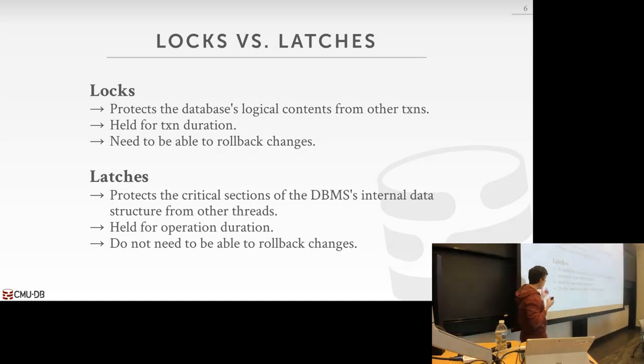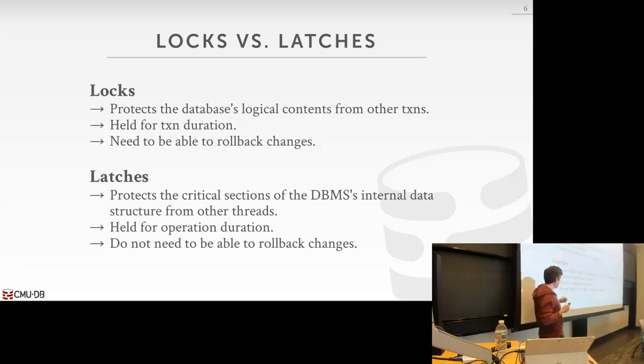So we're only holding the latch for a short period, just for the duration that we're in the critical section to do whatever operation that we need to do. I want to update a page, I hold the latch on that page, make the change, and then release the latch. We don't need to be able to roll back any changes here because the operations we're trying to do are essentially meant to be atomic. So I grab the latch on something, I make whatever change I want, and then when I release the latch, the operation is considered done. So all the changes are there. If I can't acquire the latch, then I'm not going to do the operation anyway, so there's nothing to roll back.